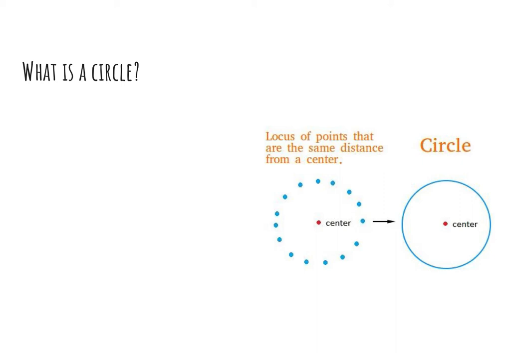A circle is a shape where the locus of points are the same distance from the center. So all of these points in blue are aligned so that they're all the same distance from the center. From the center to the point, if I were to measure them, they would be all exactly the same. And the middle point is known as the center.